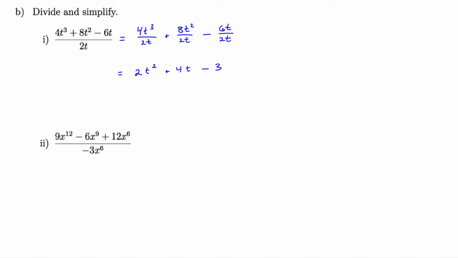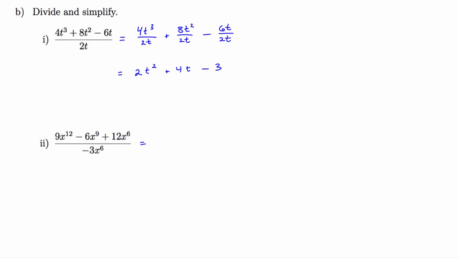In part 2 of this example, we have 9x to the 12th minus 6x to the 9th plus 12x to the 6th, all divided by negative 3x to the 6th. Again, as a starting point, we will separate this into 3 separate division problems, but as we do this, we might be inclined to work out the signs from each of those pieces.